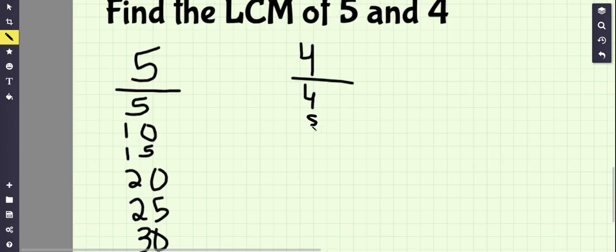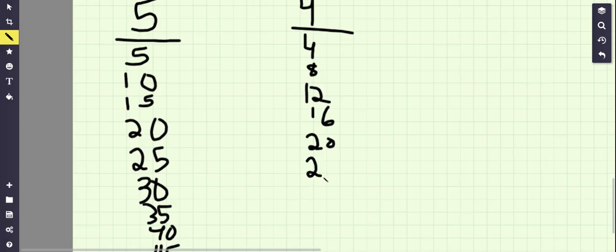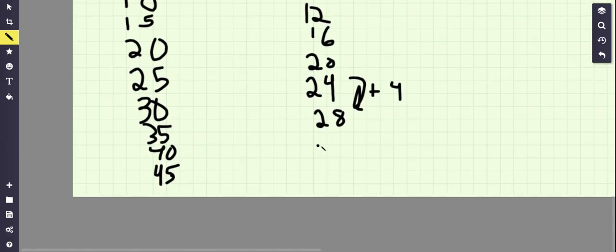Now let's find some for 4. 4, 8, 12, 16, 20, 24, 28. We keep adding by 4. So our rule is we keep adding by 4. Here we keep adding by 5, and here we add by 4.